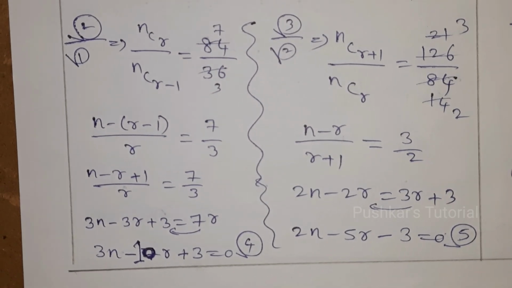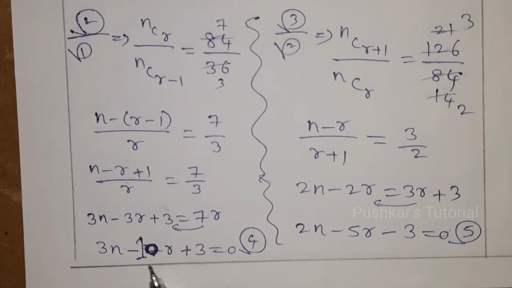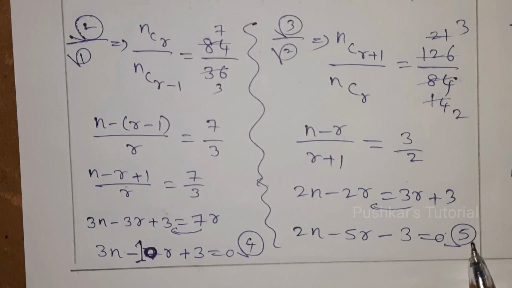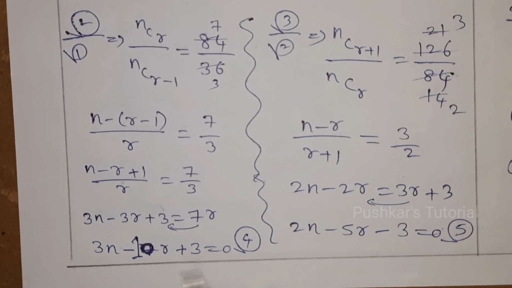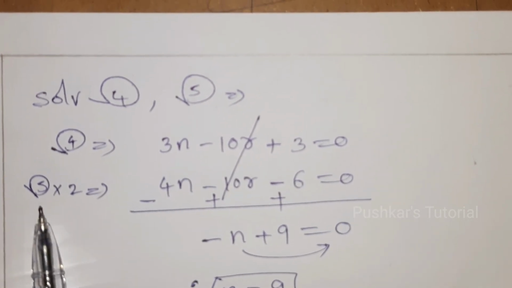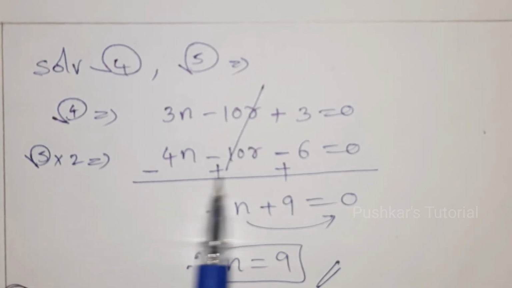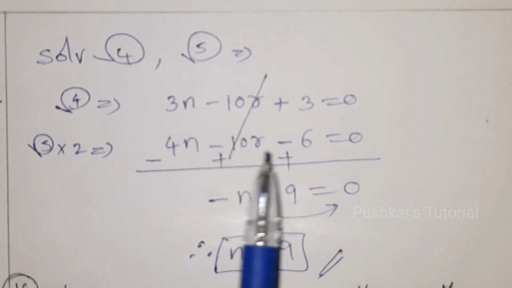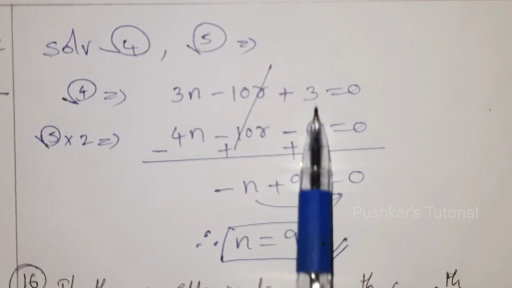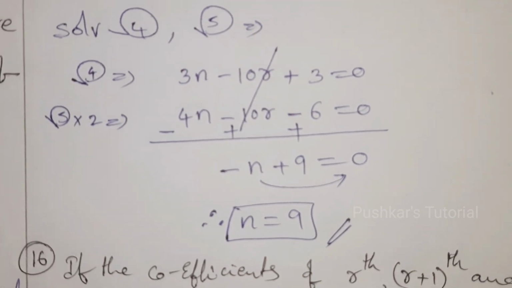Solving equations 4 and 5. Here we have to find only the n value, I don't want r. So try to equate the same coefficients. Here 10r is there, and here 5r is there. So multiply equation 5 by 2. 2 times 5 is 10. Equation 4 stays as it is, and equation 5 becomes 4n minus 10r minus 6 equals 0. 2 twos are 4, 2 fives are 10, 2 threes are 6. Next, changing the signs: plus becomes minus, minus becomes plus. Cancellation. 3n minus 4n is minus n, and 3 plus 6 is 9. Sending n to the right side, therefore the n value is 9. Hence found.